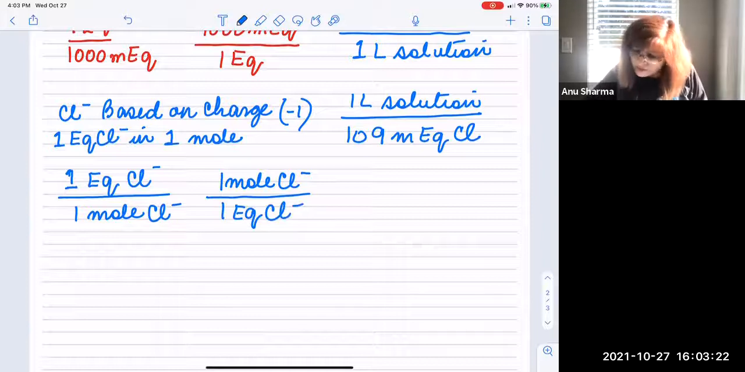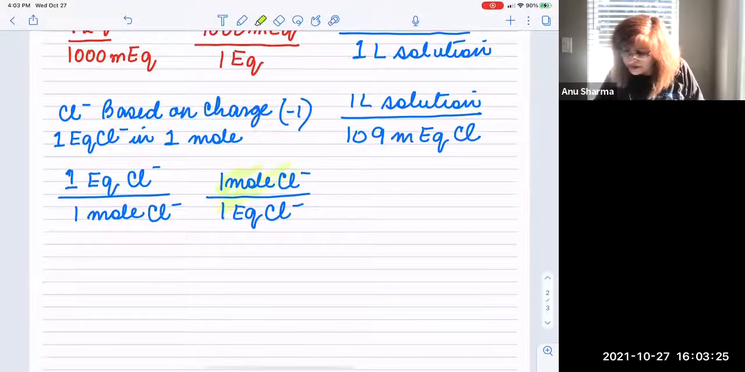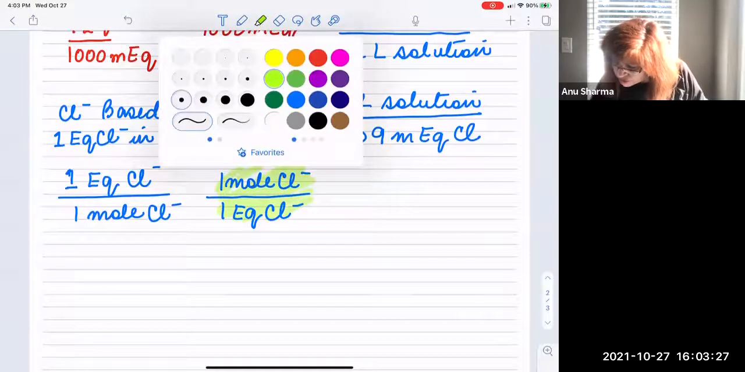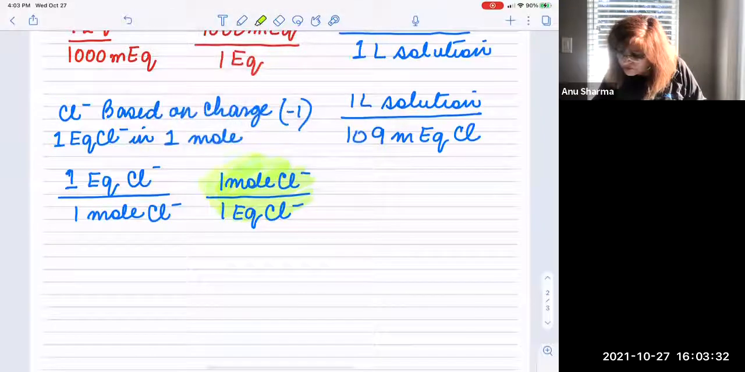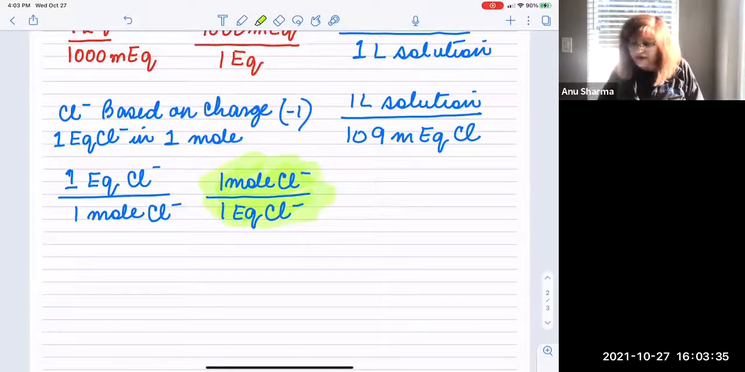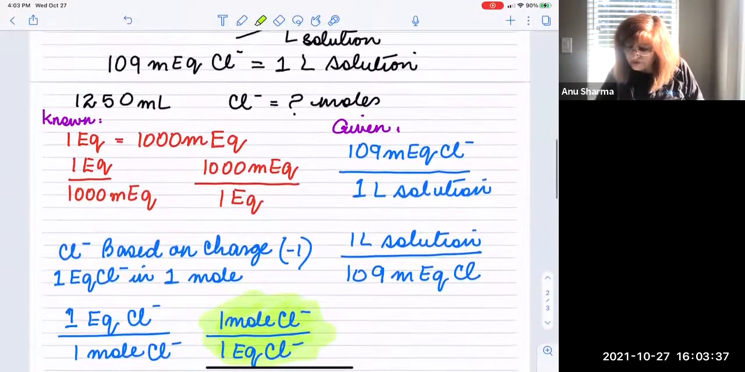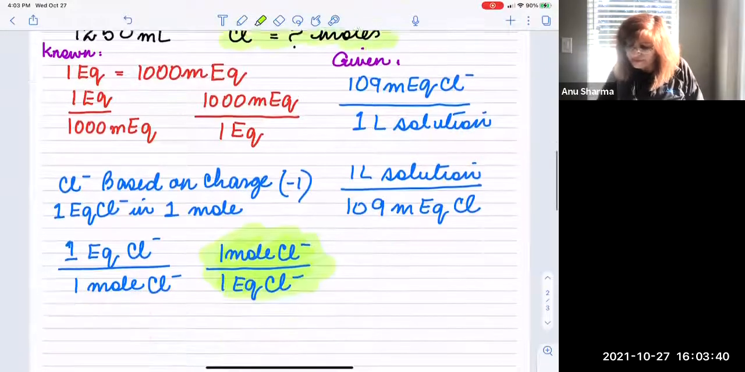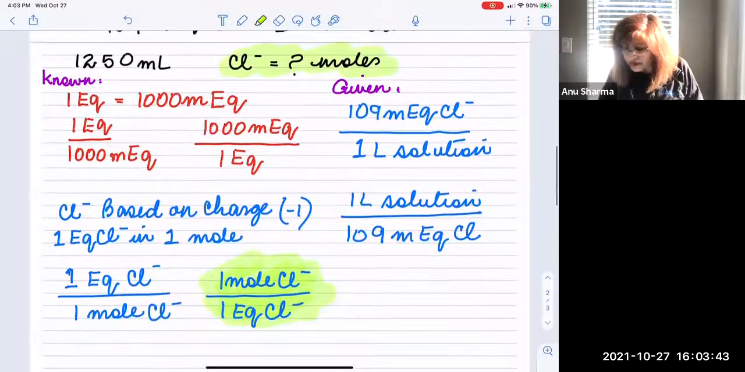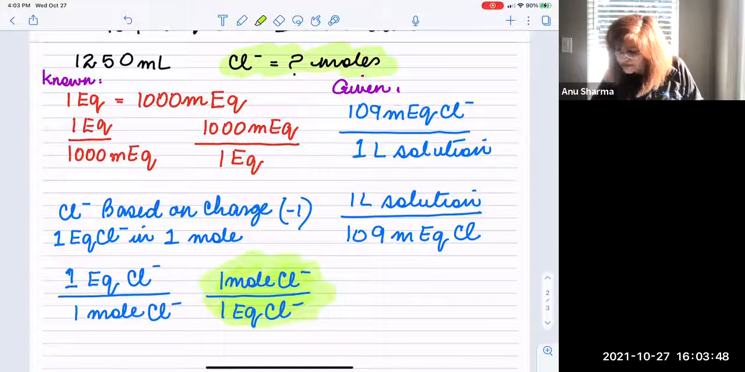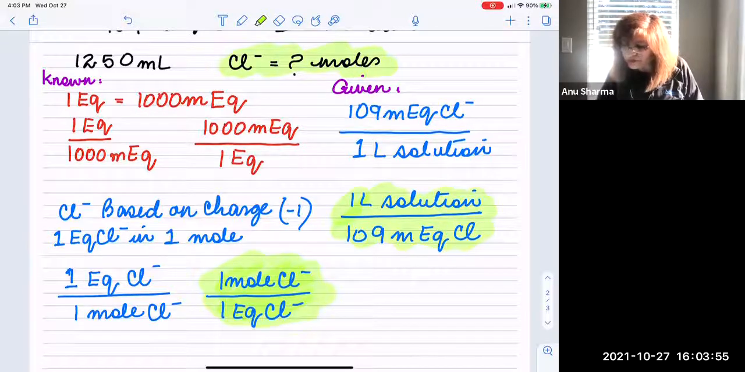So you have now seen that you need to find the moles of chloride ions. So definitely this is what you will use. You need to get rid of the equivalent of the chloride ions. These are the 2, so one of them you will use, which gets rid of the equivalent of the chloride ions.